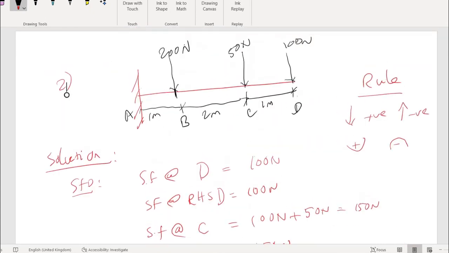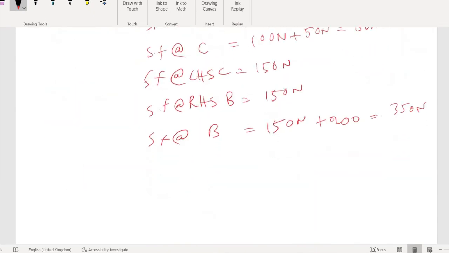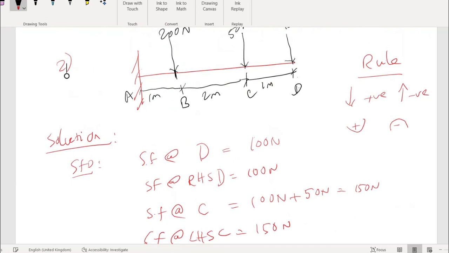After B, just left hand side of B, shear force at right hand side of B. Just go on at this point, right hand side, there is no loading. If there is any UDL, then you have to calculate for that. There is no UDL in between A and B. You just live with whatever it is reached until B.